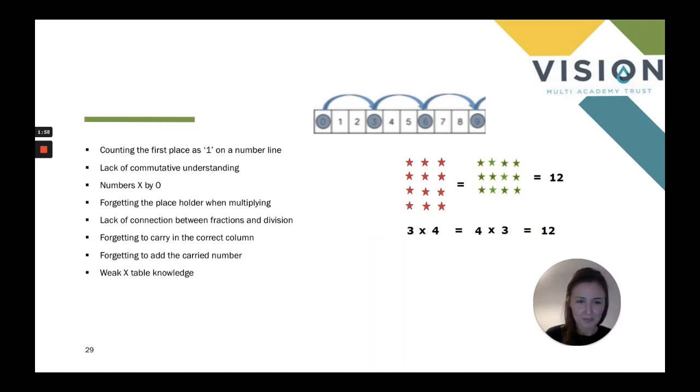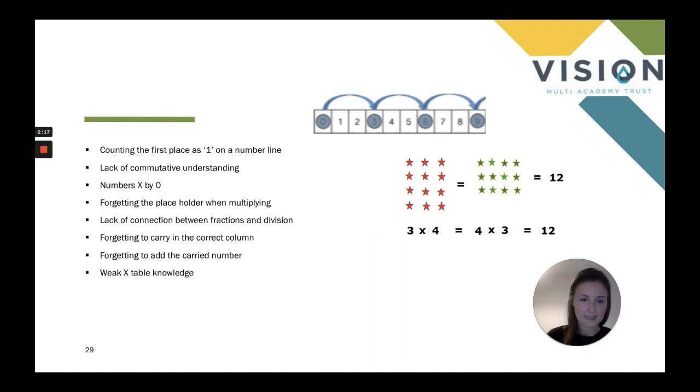Lack of connection between fractions and division. Yes, I think this is probably a little bit more towards Key Stage 2, but I think just the idea that fractions and division are essentially the same thing. They are parts of a whole when you have certain parts left over. And so showing children that and making that connection is really, really important.